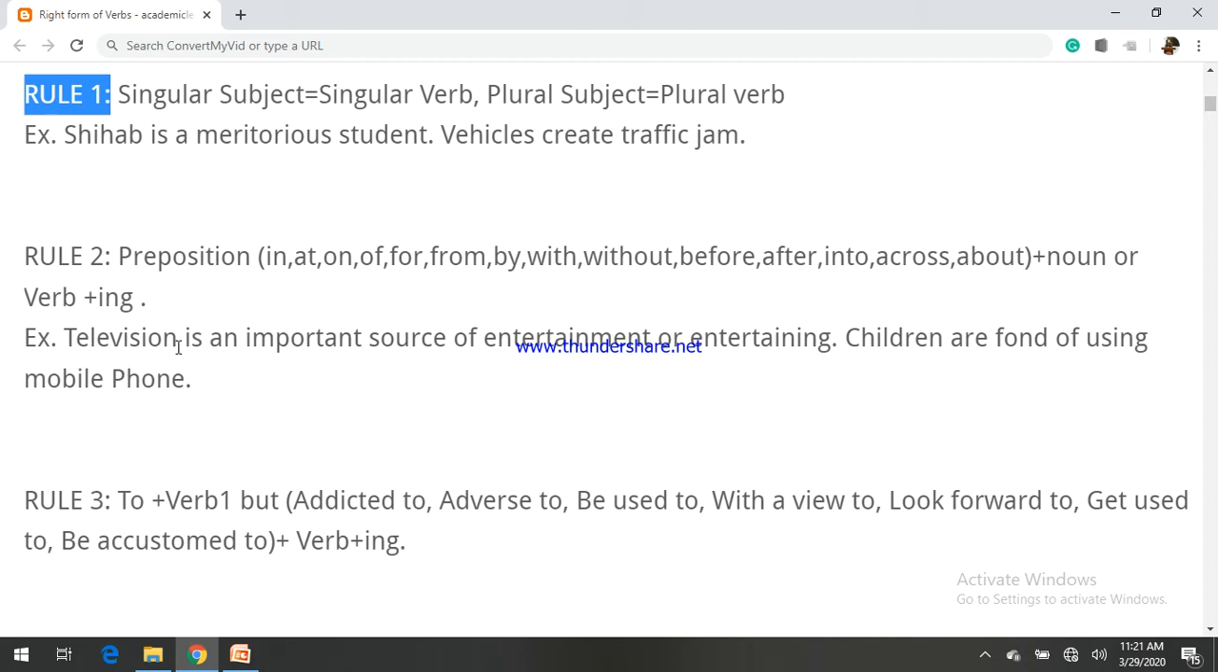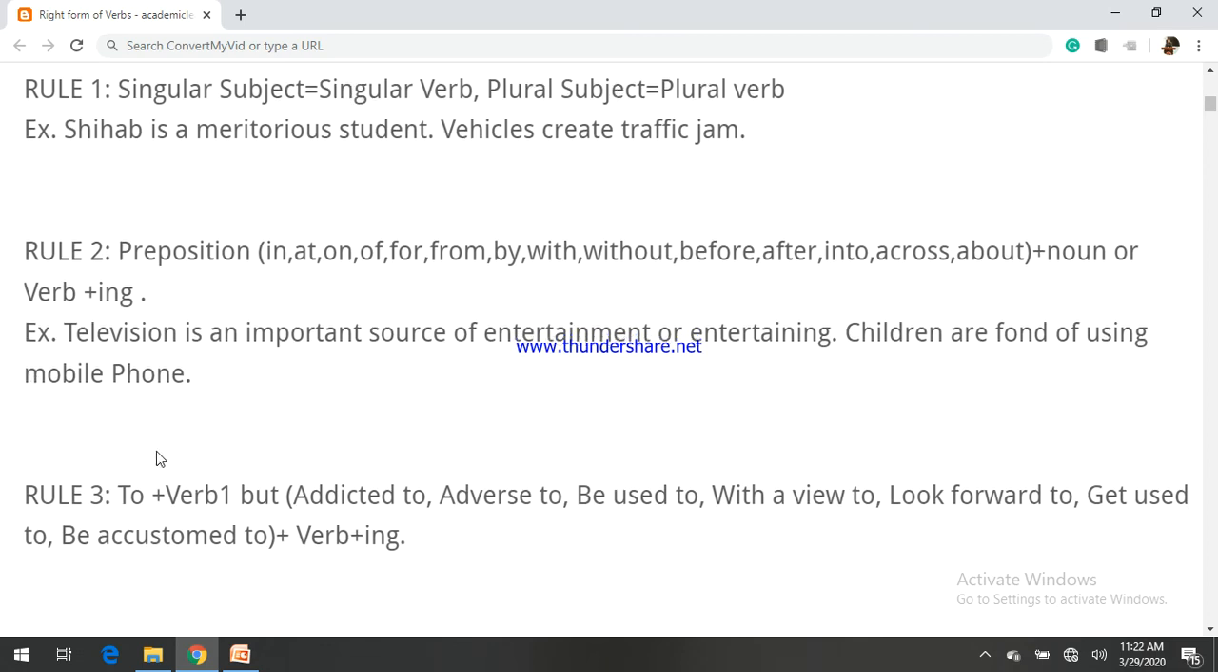Okay, let's see. Television is the subject in the example. Is is the verb, an important object. Okay, source of, let's see. Of is a preposition. After the preposition here is entertainment, added as noun. Okay, entertainment is a noun, or entertaining is a gerund. Entertain is the verb and ing. Verb plus ing, gerund. That means preposition of, then noun or verb plus ing. In the second sentence, of is a preposition, and after of here is verb plus ing, gerund, or mobile phone is a noun.